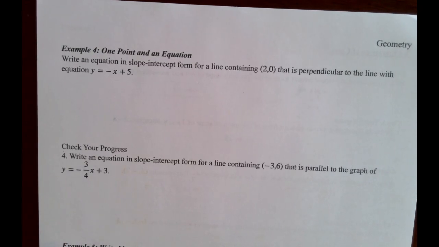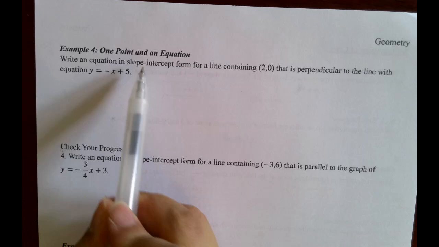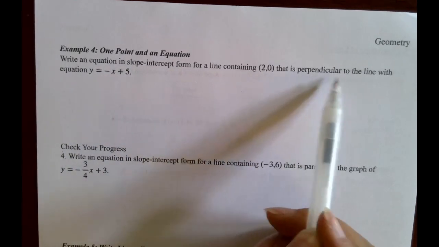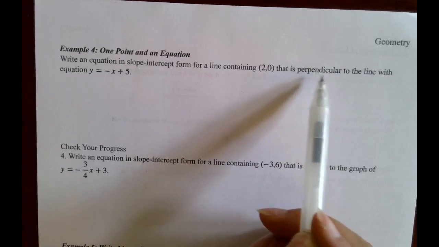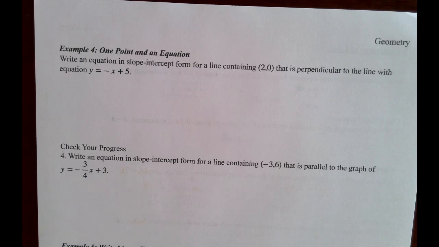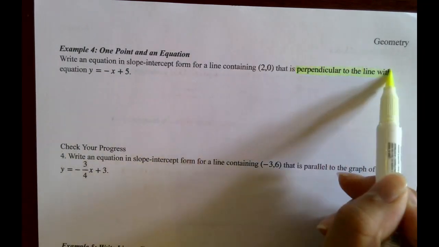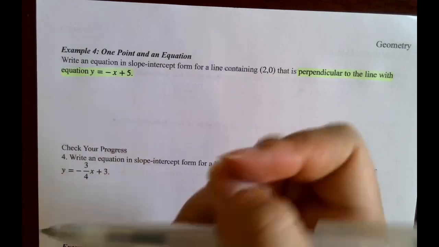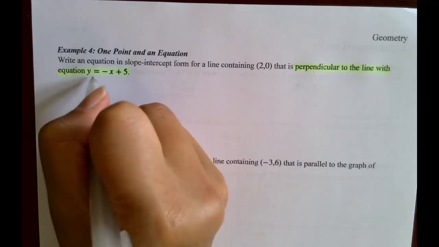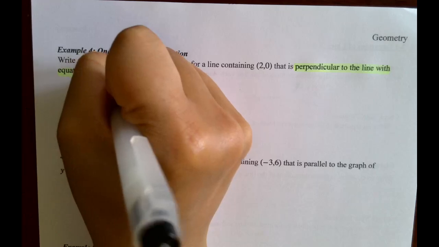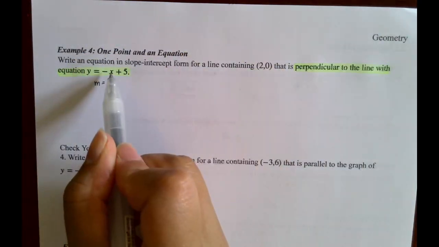Okay, so we want to write an equation in slope-intercept form for a line that contains (2, 0) and is perpendicular, so that's important, perpendicular to the line with equation y equals -x plus 5. So I'm just going to highlight that. Okay. If I want it to be perpendicular, I know what the slope should be, right? So here, since y equals -x, here the slope is -1, right? Because it's -1 times x.